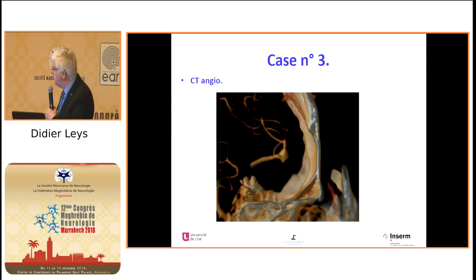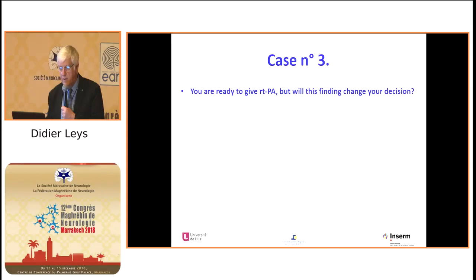We took some time to perform an angio. Maybe it was a little late for TPA, though this patient has a clear indication for TPA. But will this aneurysm change your treatment? So who will give TPA? And who will not, because of the aneurysm? Only one, no, in these patients.